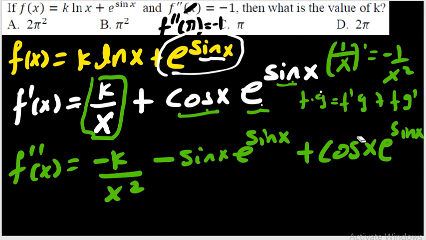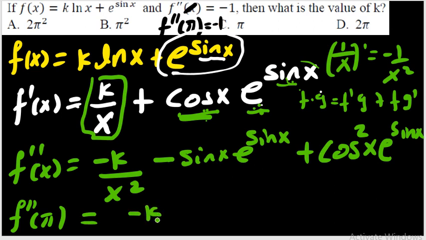This thing you need to take care of systematically. What I did, you have to be clear here. The derivative of cosine first is negative sine x times e to the power of sine x, because it's a product, I'm done with the first part. And when I go to the next part, cosine as it is will come, but the derivative of e to the power of sine x is itself times the exponent derivative by the chain rule, which is cosine. Cos times cos will be cos square x. Now we are asked to find f second derivative at pi is equal to negative 1, so what's the value of k? It's going to be negative k over pi square.